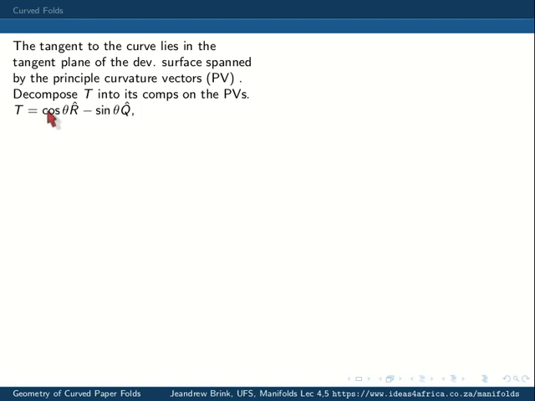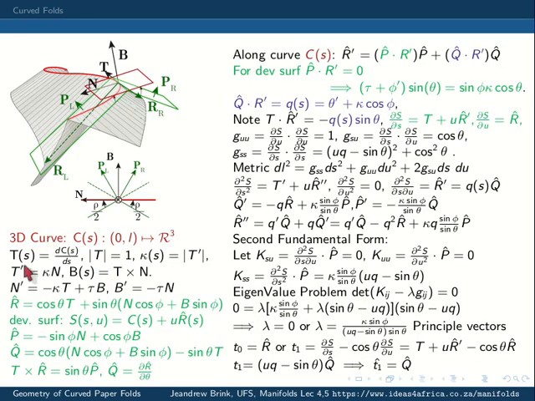So let's just, can you write T down for me? Or can you write the expression for R hat down for me on the board so that we can use it?